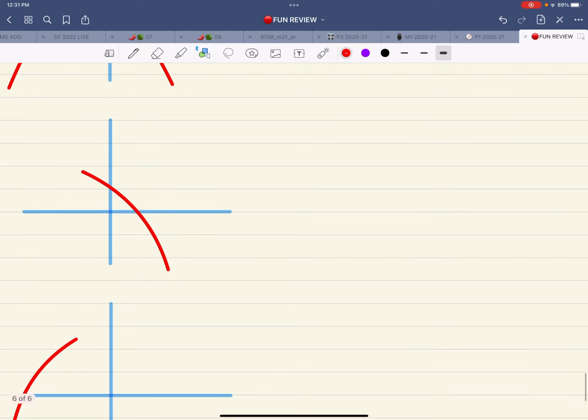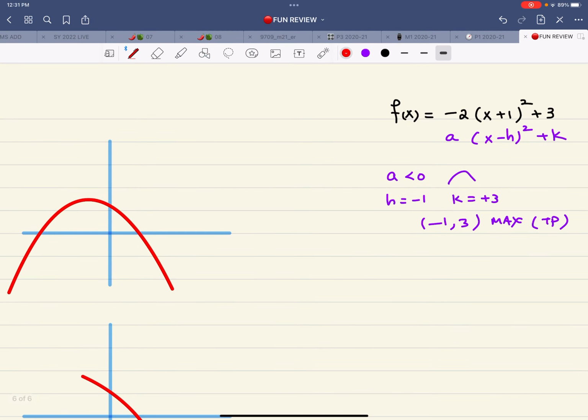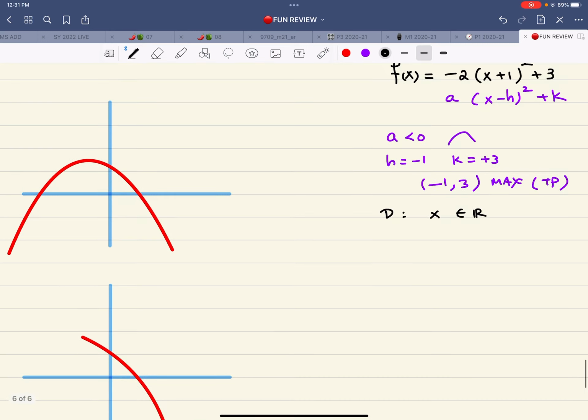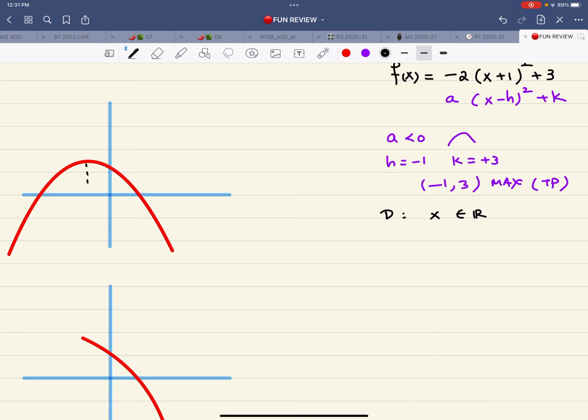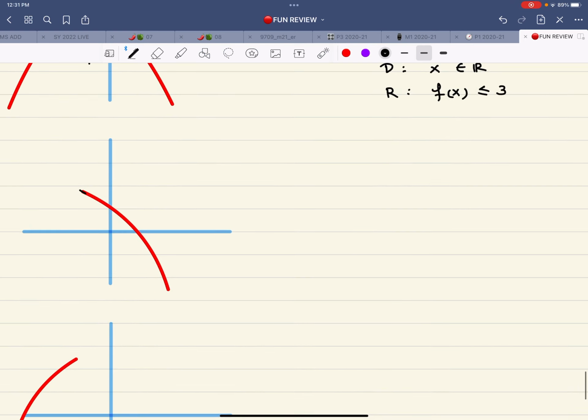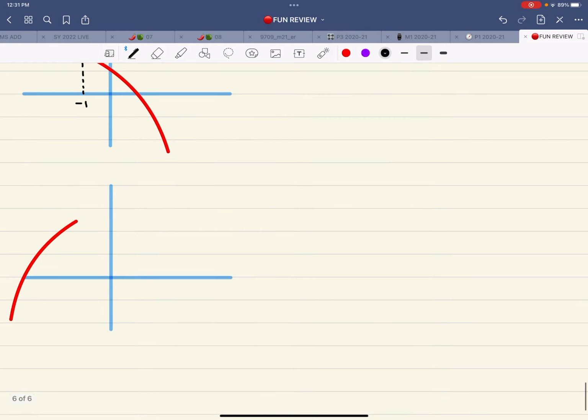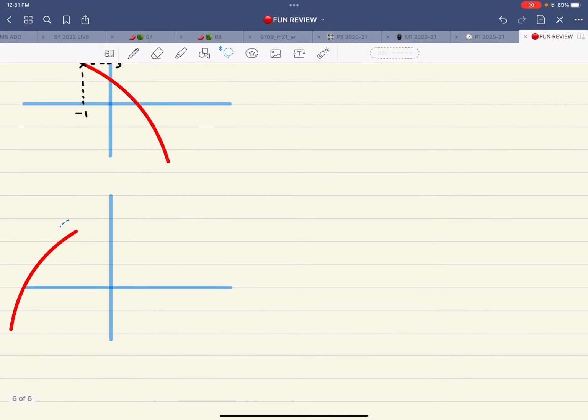I'm drawing 3 graphs. The first graph, the domain is x is an element of real numbers. This is minus 1 and this is 3. And f(x) is less than or equal to 3. Over here, this is 3. This is negative 1. Similarly, this is more or less the same. Let me just pull it down. This is negative 1. This is 3.